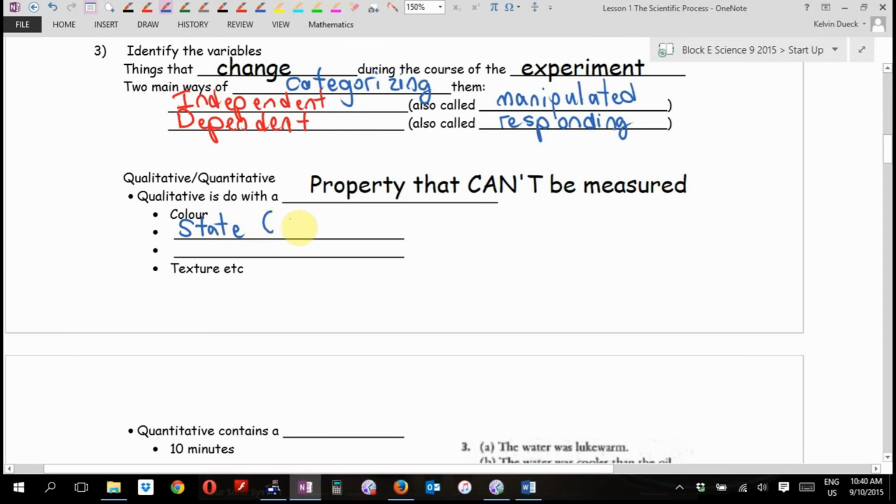State: solid, liquid, or gas. It's one of them, but wow, how liquid is that? It's a liquid. How solid is that? It's a solid. Let me think of another one here. Well, I'll say this.